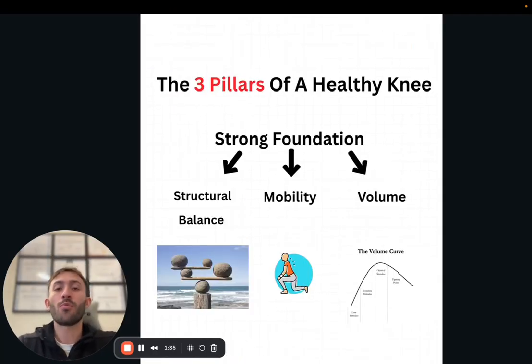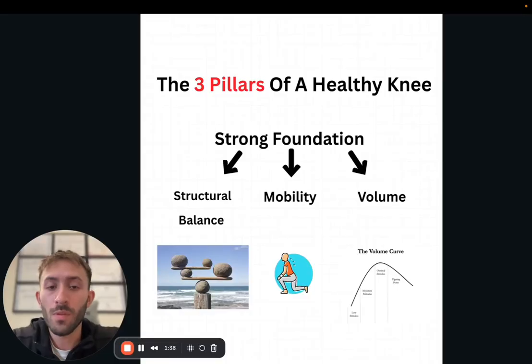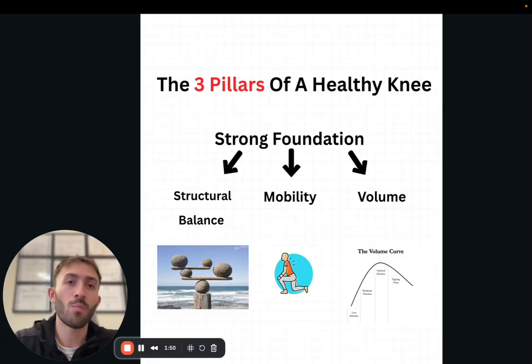Let's go over the 3 pillars of a healthy knee. First, the strong foundation is crucial. First, we have to have structural balance. Structural balance means that basically each muscle group from front to back, or from top to bottom, or even from one leg to the other needs to be in balance with each other and have some sort of symmetry.